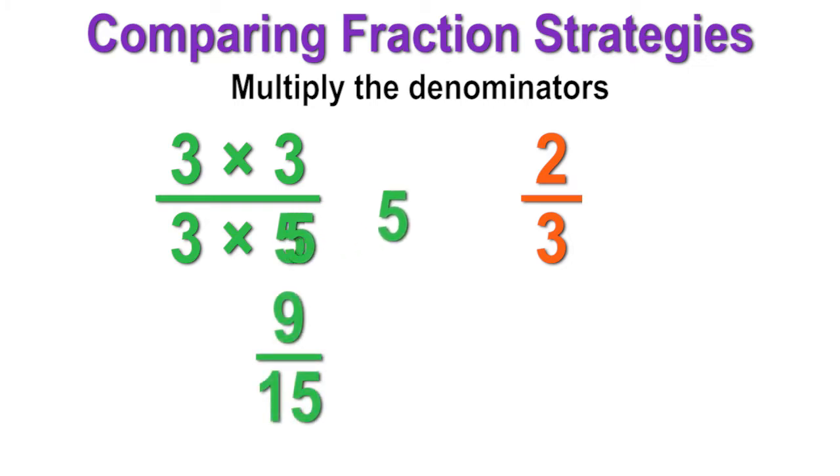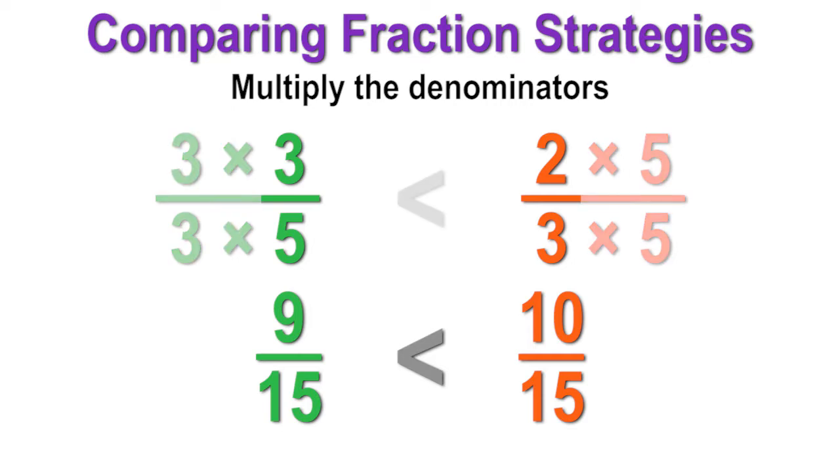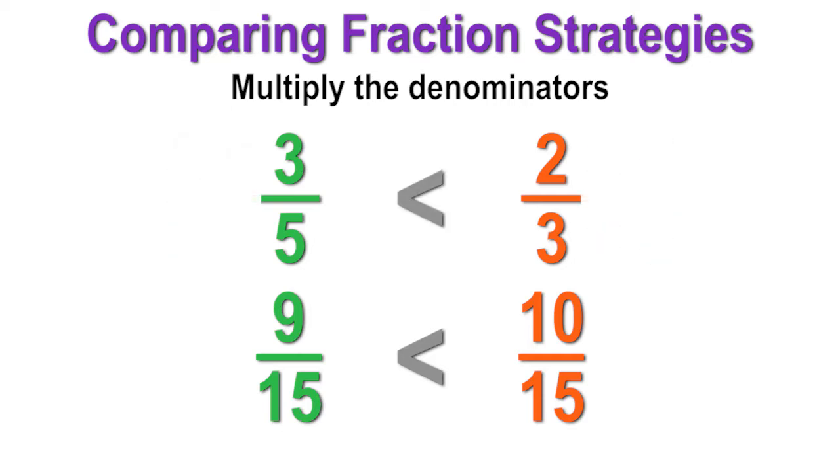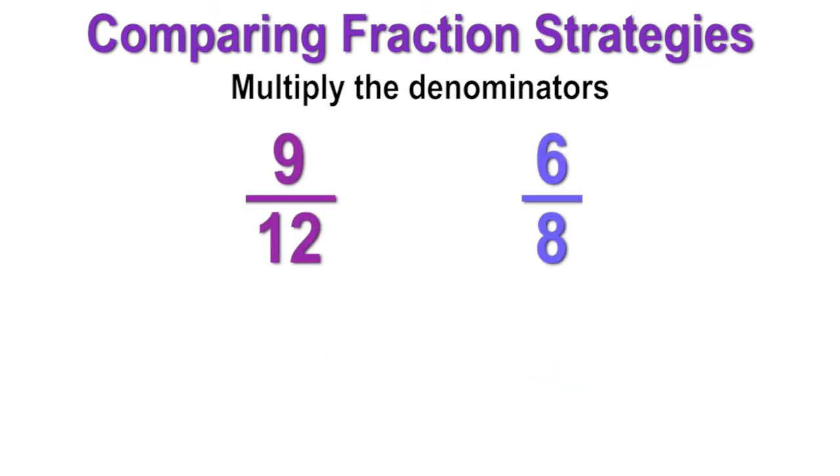Next, multiply both the numerator and denominator of 2/3 by 5, the denominator of 3/5. This creates the equivalent fraction 10/15. Now that both denominators are the same, we can easily compare the fractions. 9/15 is less than 10/15, or 3/5 is less than 2/3. Let's compare two more fractions, 9/12 and 6/8.